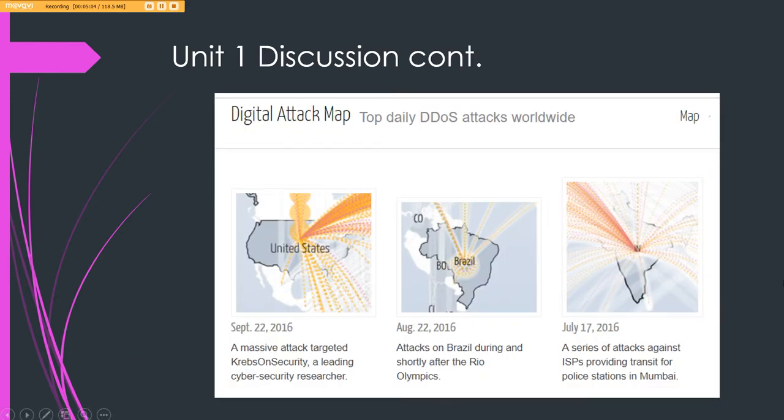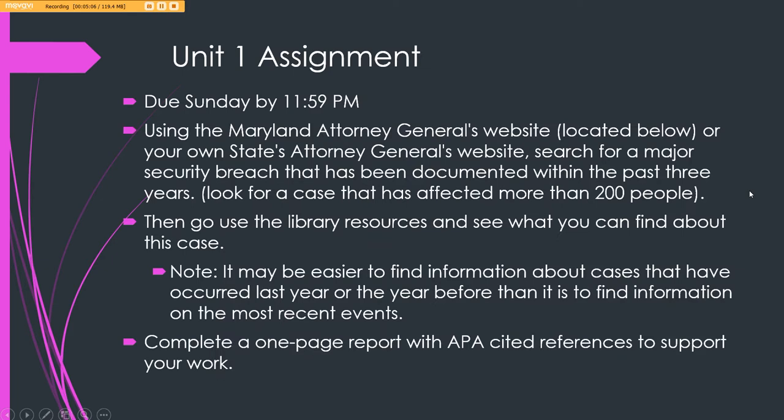Now, this is the map that I talked about before. The Unit 1 assignment is due Sunday. Now, it says to use the Maryland Attorney General website. If you want to do your state, that's up to you, but I don't have directions for that. You'll have to figure it out.